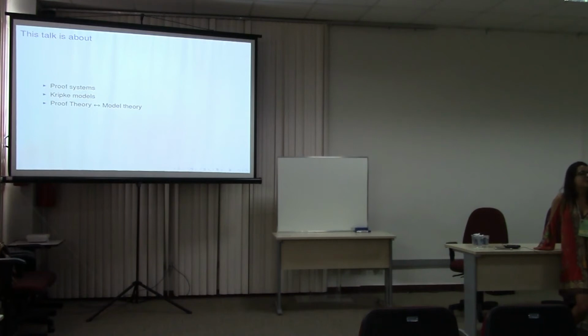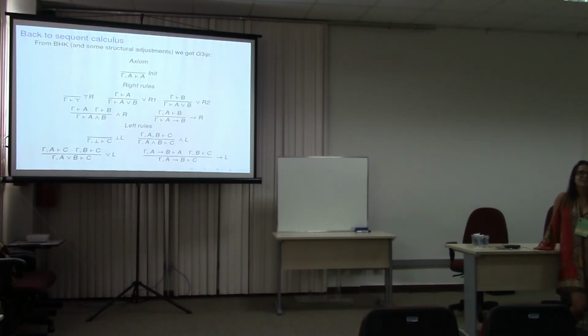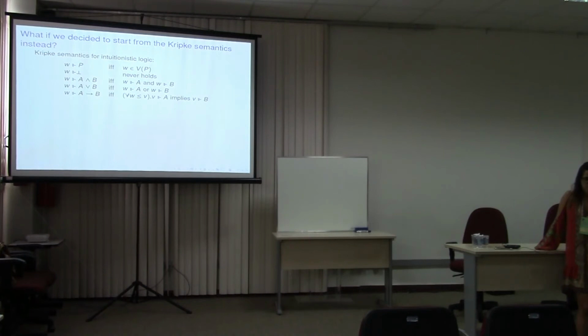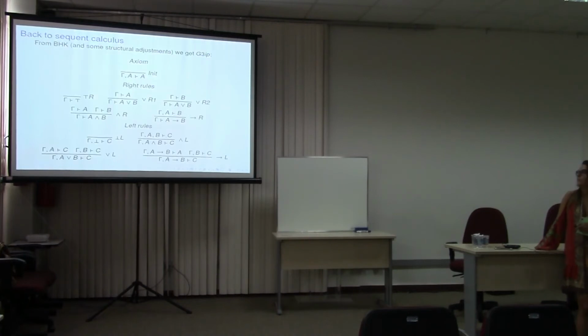So this is what I'm going to talk about: proof systems, models, proof theory, and model theory. Only that. So let's start with intuitionistic logic again. These are the set of rules: the right rules that I put, the axiom that I also put, and the left rules are these ones. I'm not going to enter into details or analyze rule by rule. This is really boring to do in a presentation.